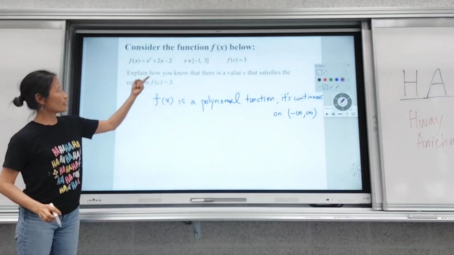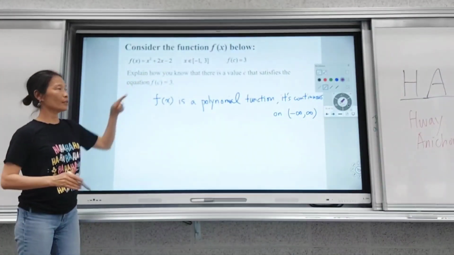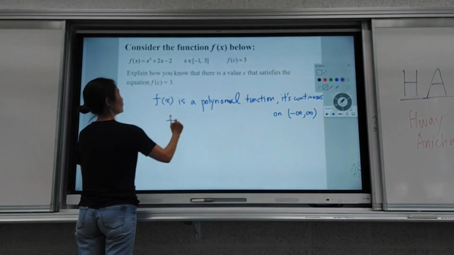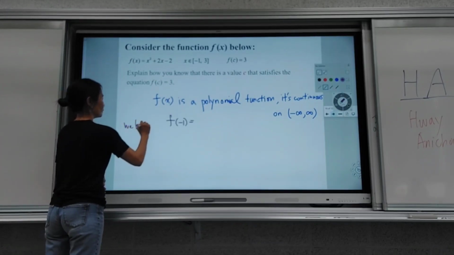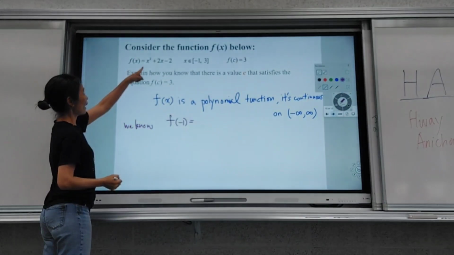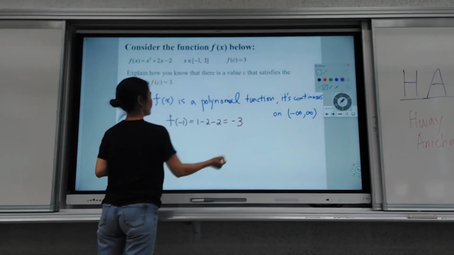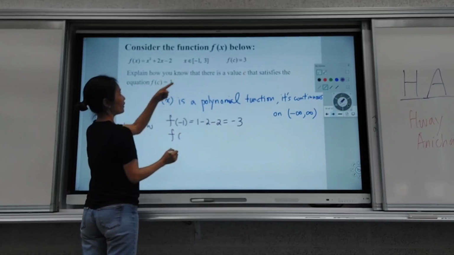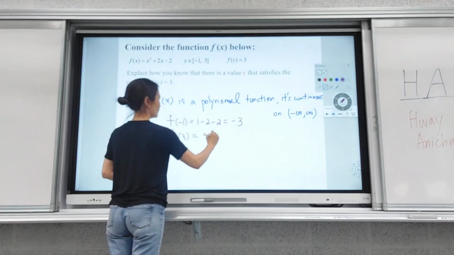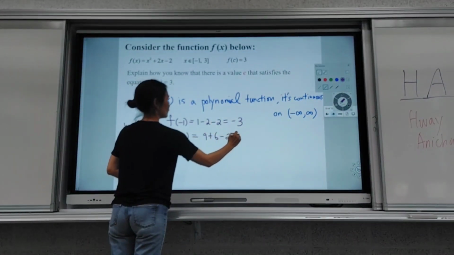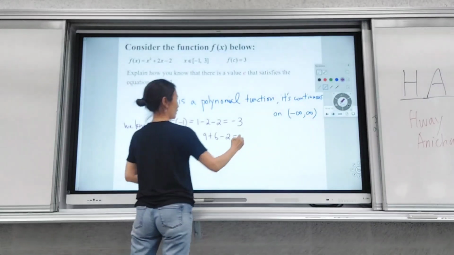Second, I need to see what the endpoints are, right? I have the interval -1 to 3. So I'm going to find what f of -1 is. We know that the value of that is -3. The other end, f of 3, is what is that? 15 minus 2, 13.